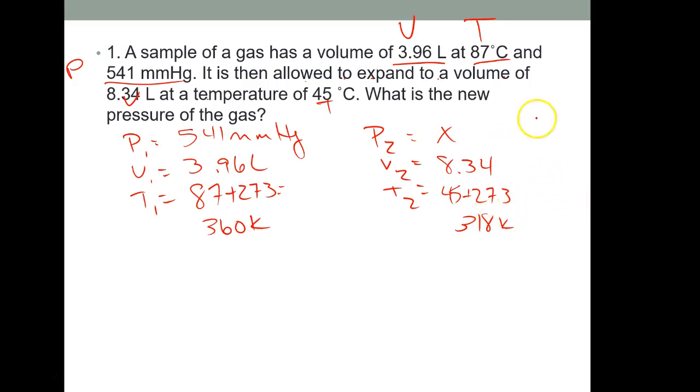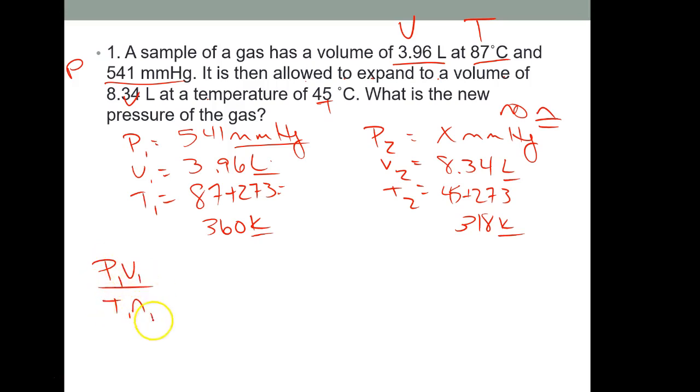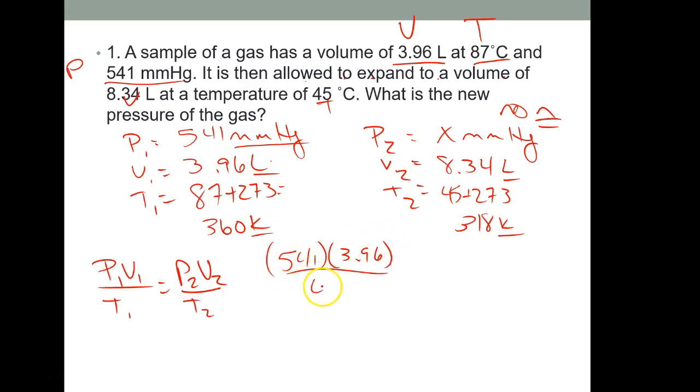So when I'm solving this, I notice that there is no mention of moles or grams. All I have is pressure, volume, and temperature. The other thing I want to notice is that my units match, which means I'm going to be solving for pressure in millimeters of mercury, which is fine. They don't specify. So my gas law looks like this. But because it doesn't show anything about moles in the problem, I'm just making that go away. I'm just going to erase it and not even count it. So I'm only going to deal with the P1, V1, and T1, and the P2, V2, and T2. So I'm going to plug these numbers in. 541 times 3.96 over 360 equals X times 8.34 over 318.